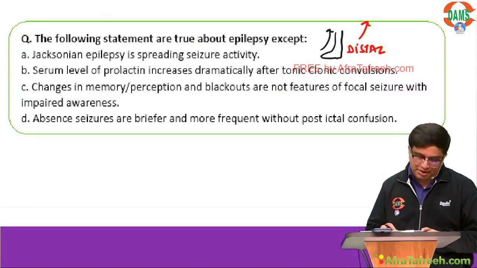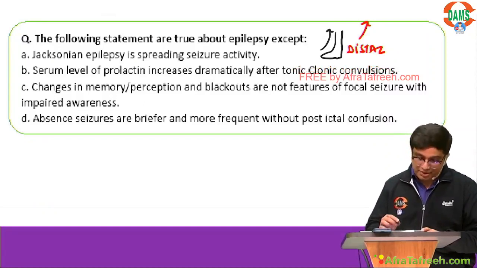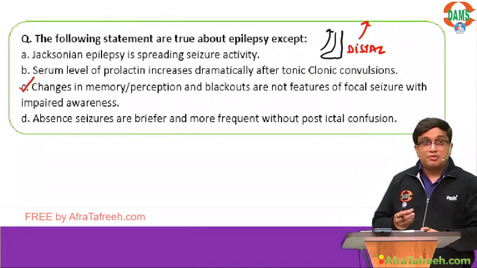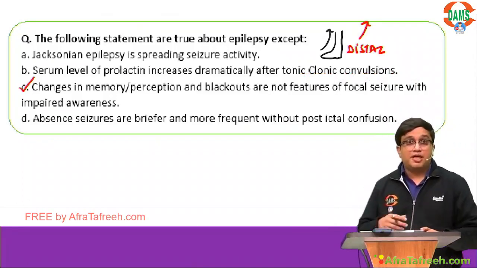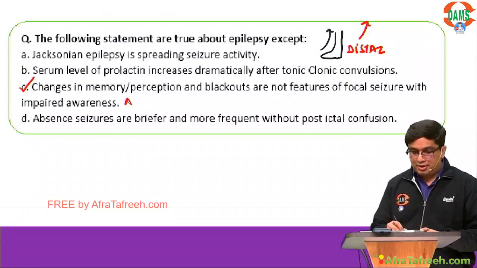And look at option C. Changes in memory and perception and blackouts are not features of focal seizure with impaired awareness. That's wrong. If a focal seizure with impaired awareness comes to me, they will always have a problem in perception. They will give me a blank look or a stare look, and they will not remember what happened during the episode. They generally suffer with a kind of amnesia that we refer to as anterograde amnesia.